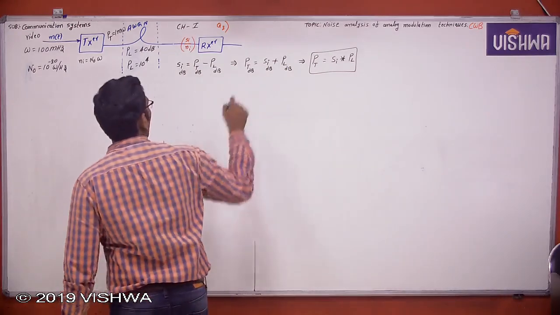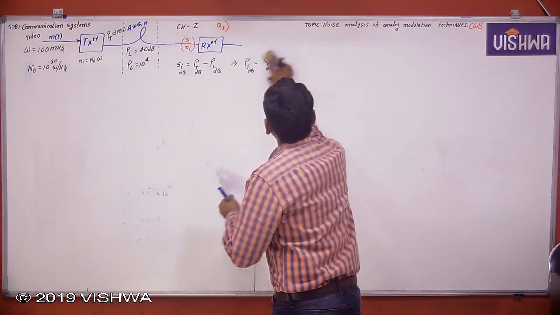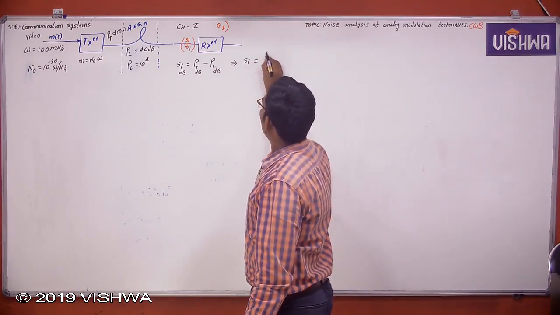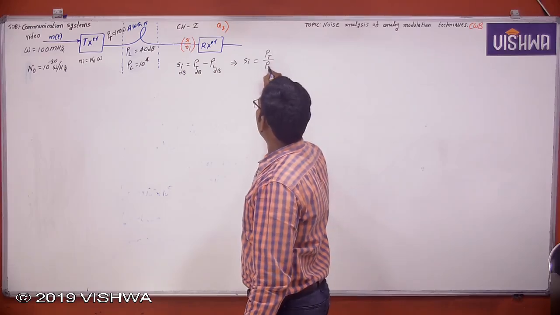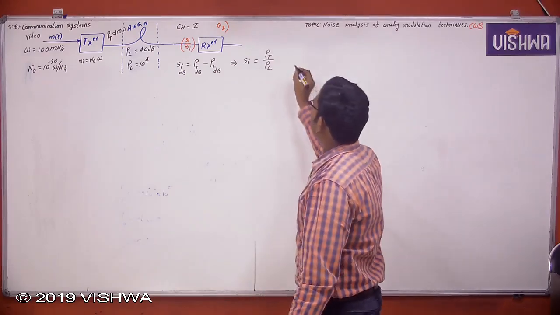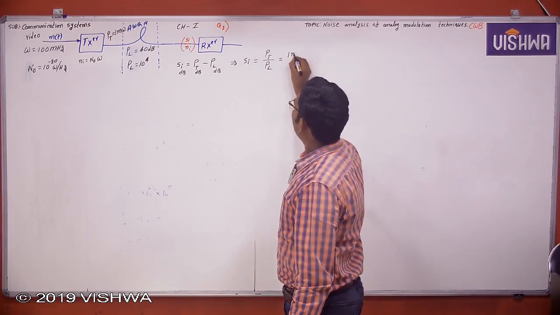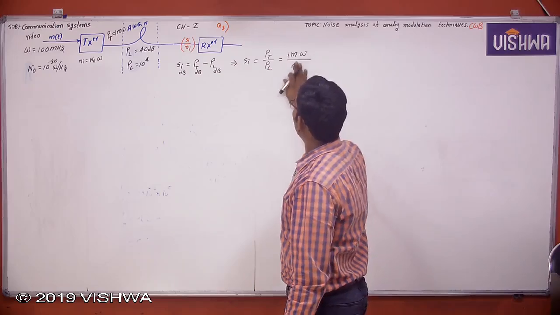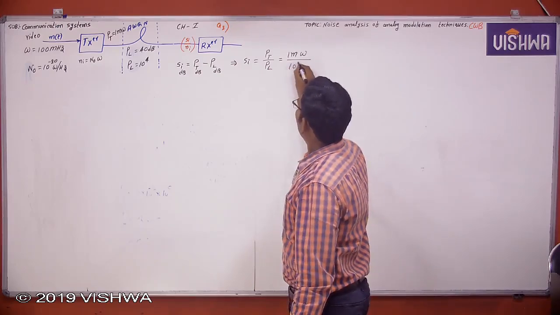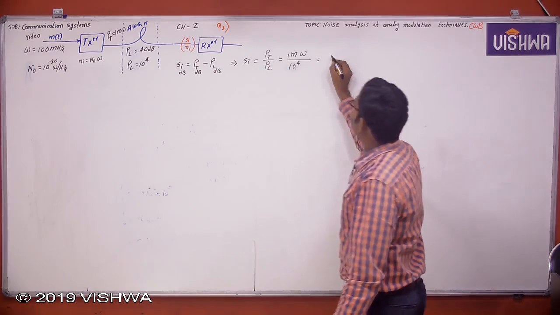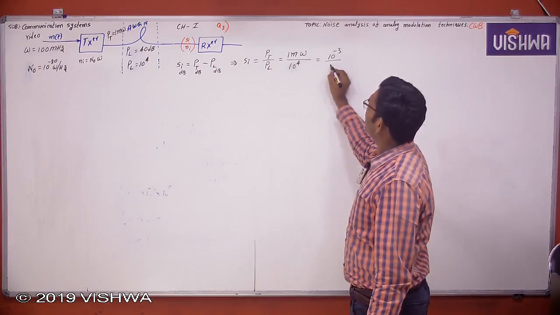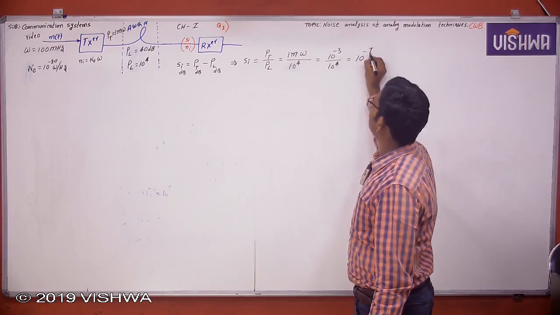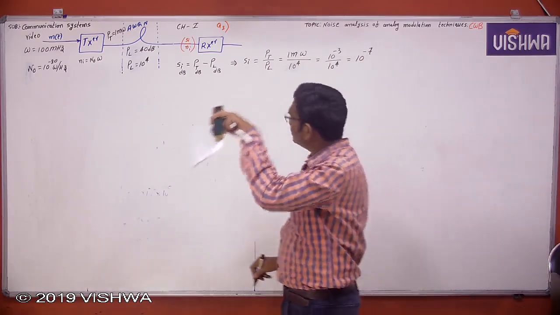So, Si, what is Si here? Now, from here Si is nothing but total transmitted power by losses. So the transmitted power is already given, 1 milliwatt, by losses, 10 power 4, which is equal to 10 power minus 3 by 10 power 4, which is equal to 10 power minus 7.